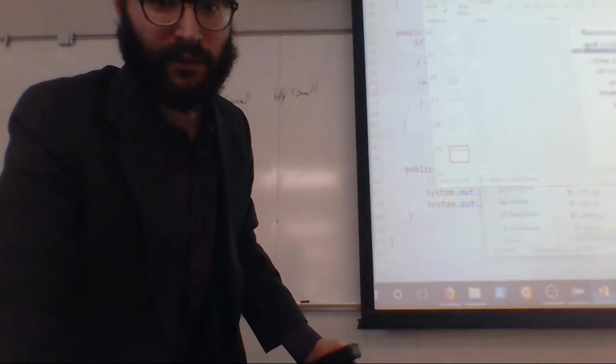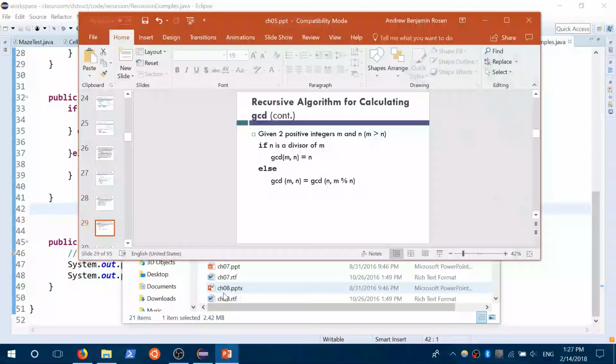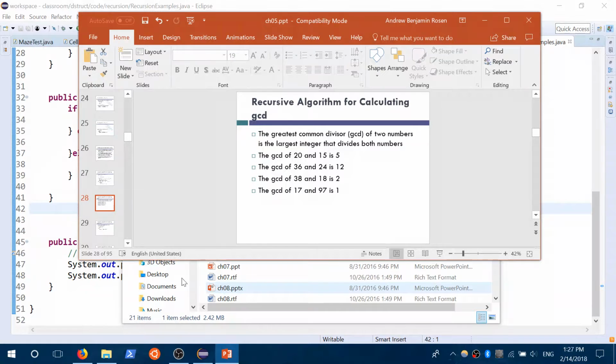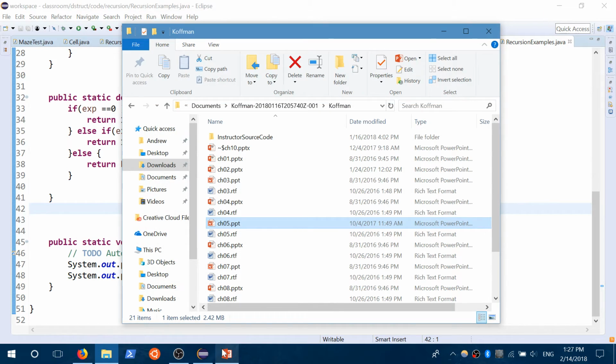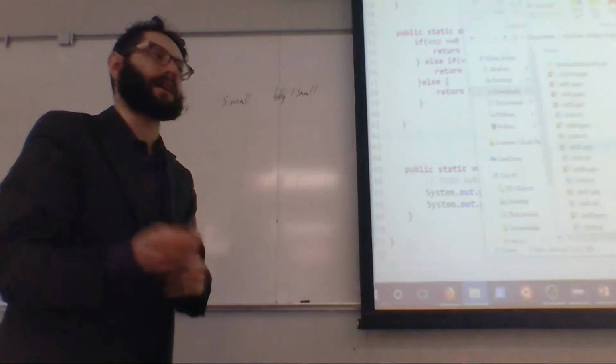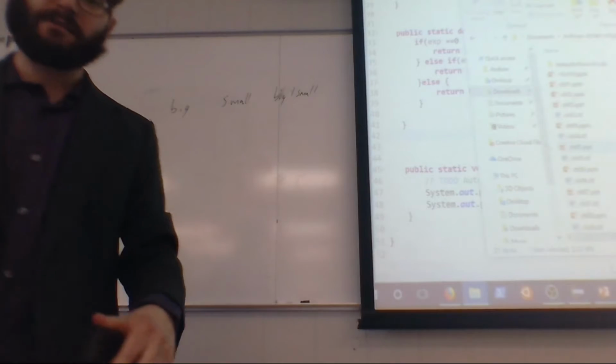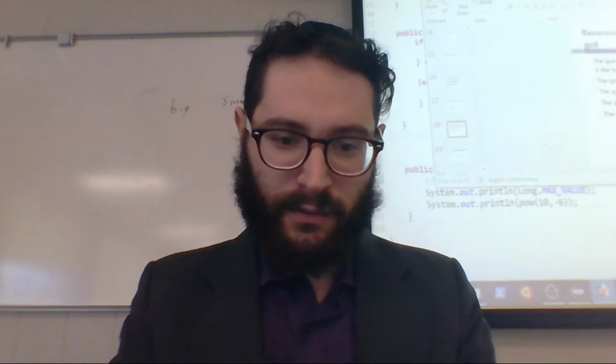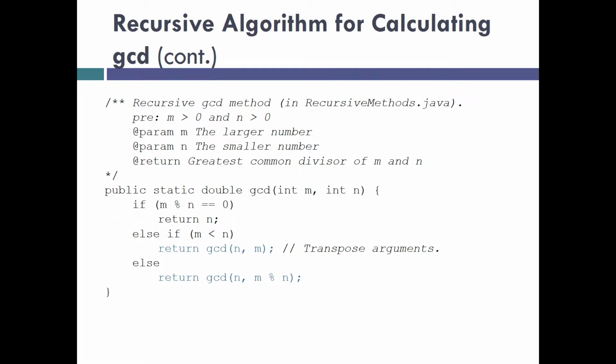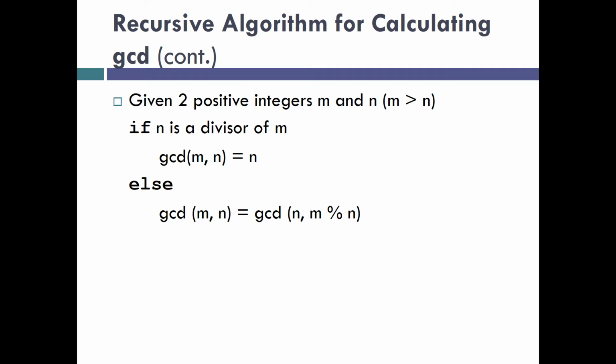Let's grab their other example over here, 17 and 97. That one would go on for a while to show that basically it's 1. So this is a recursive algorithm. Even though it looks very different than our other ones, this is actually a recursive algorithm.